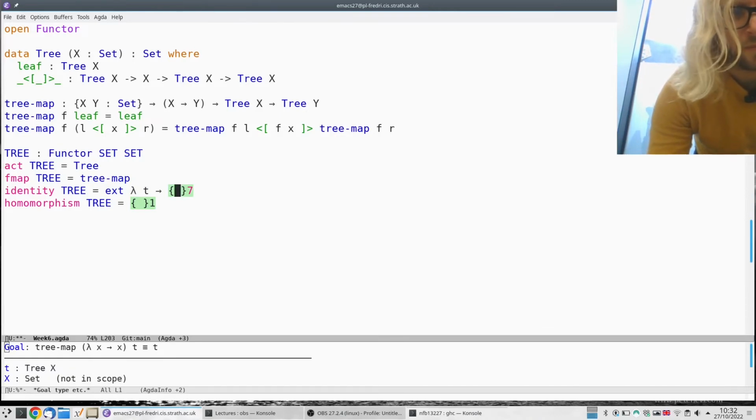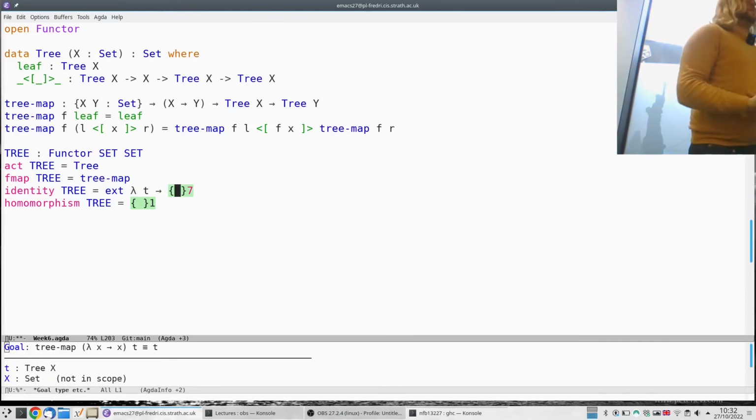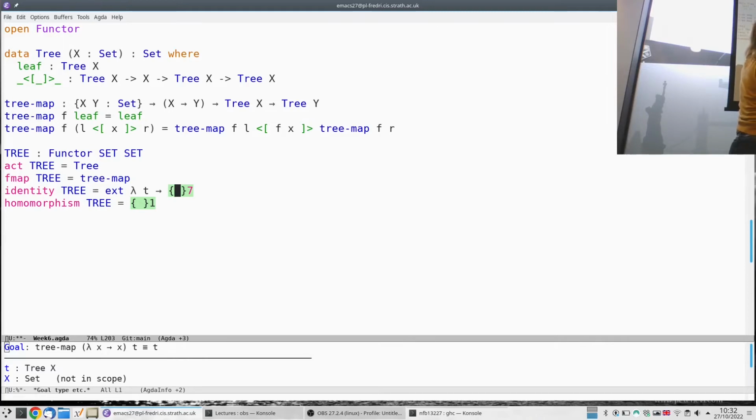Why is that? Because it's easy to implement. Okay, so now I have, for every input t, which is a tree, to show that if I apply tree map with the identity function to t, I get t back. There's no way to have a t on the left, before the equals. No, there is not, because I need to apply this extensionality principle.